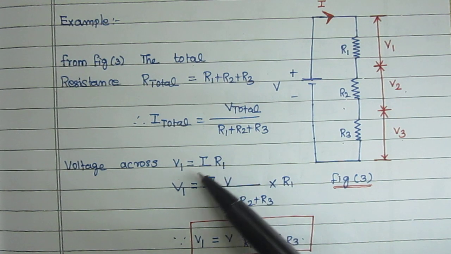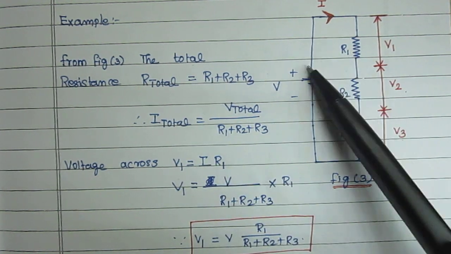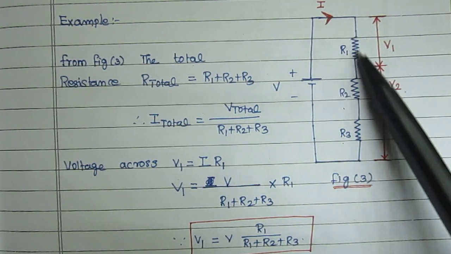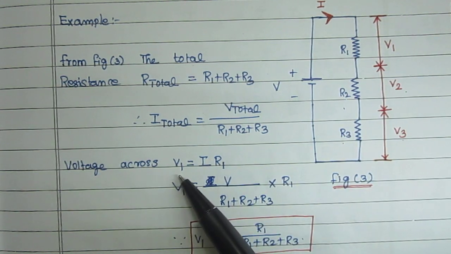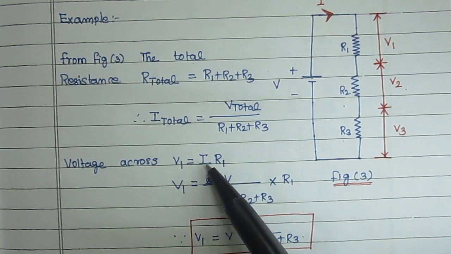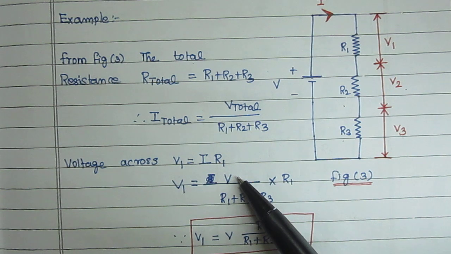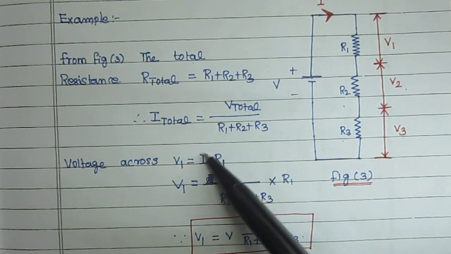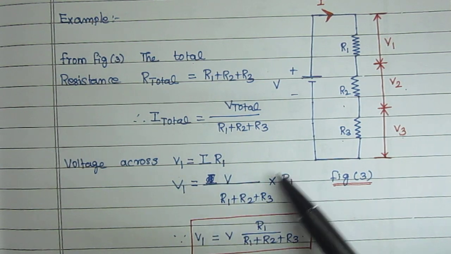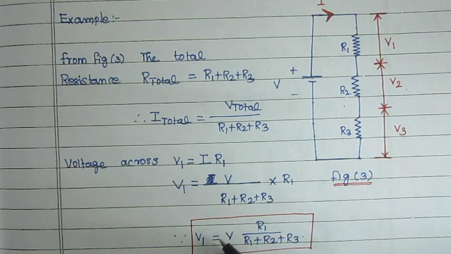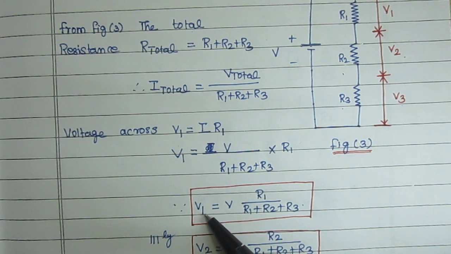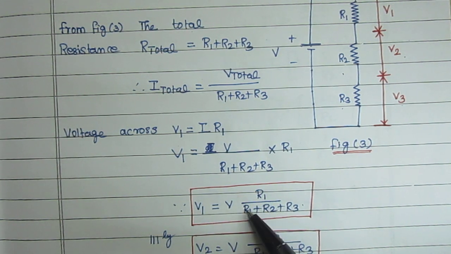The voltage across R1: V is equal to IR, but I is common, because in a DC series circuit the current remains constant, so the entire current flows through all the resistances. So V1 is equal to I into R1. Instead of I, the total current, we can substitute V divided by R total. So V1 is equal to V into R1 divided by R1 plus R2 plus R3. Therefore V1 is equal to the total voltage into the resistance across V1 divided by the total resistance.